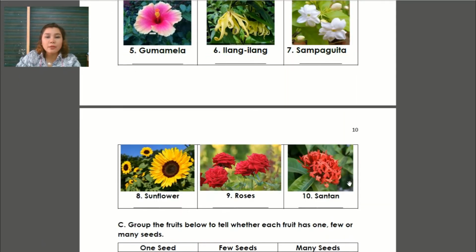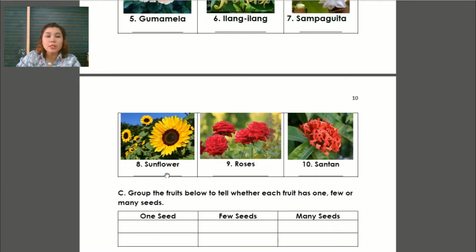And then, to continue, we have number 8, sunflower. Number 9, roses. Number 10, santan.